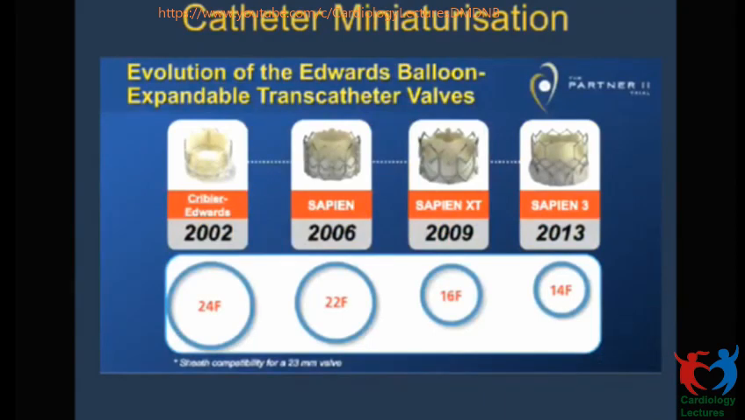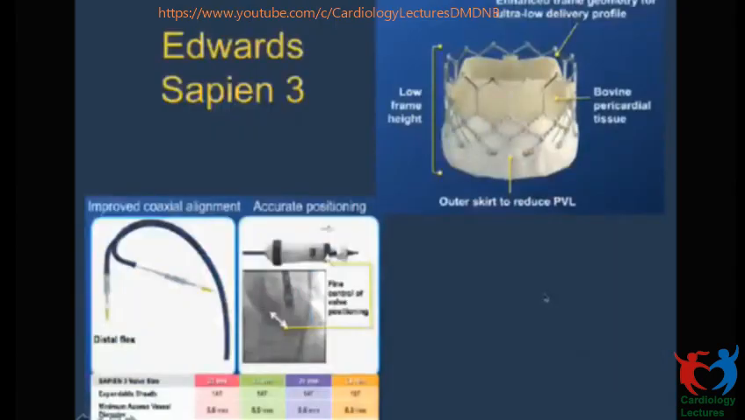Check that the catheter was miniaturized. In the beginning, I began TAVI in 2008, and we always had the femoral approach done by surgery. We had a 22 French sheath, so with a 22 French sheath, we needed the surgeon to do the approach of the femoral artery. And in 2009, we had the 16 French, and now we are about 14 French for the SAPIEN 3.